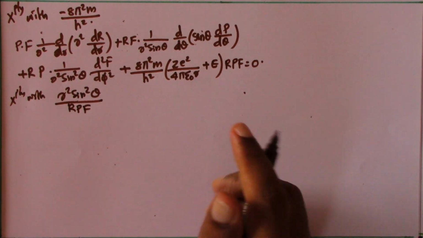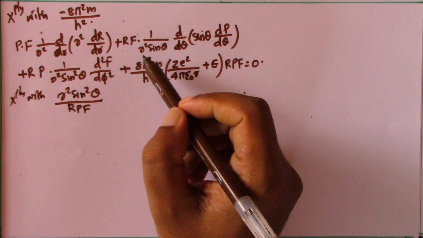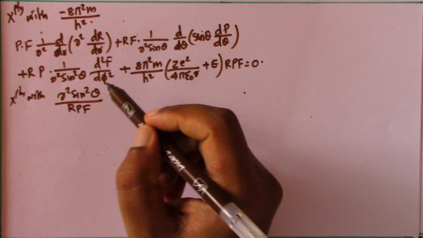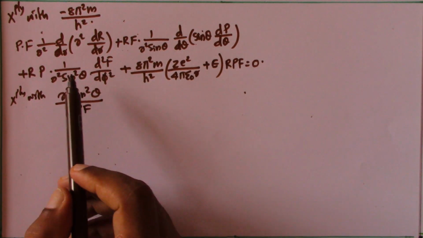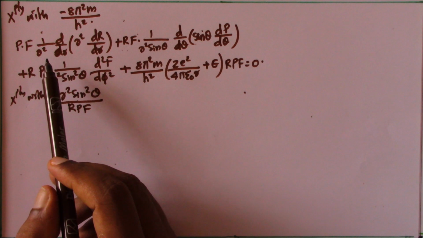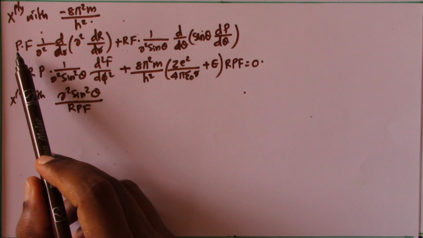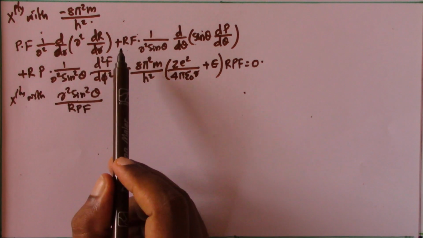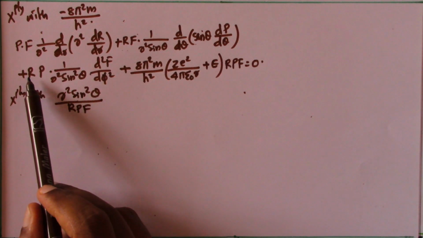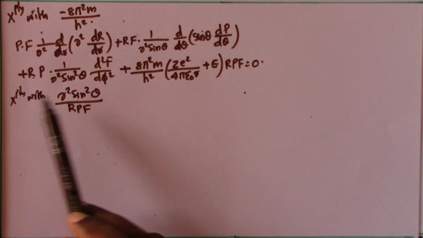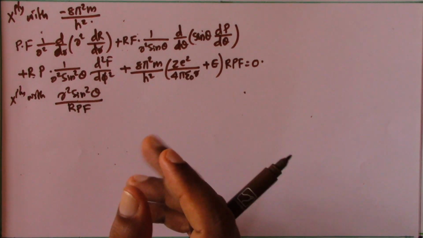You can note why I multiplied this with r square sine square theta divided by RPF, because you can check, all these terms are mixed now. See, this is a function of P, F and R, R, F, P, here R, P, F. So the functions are mixed. I want to separate the functions.